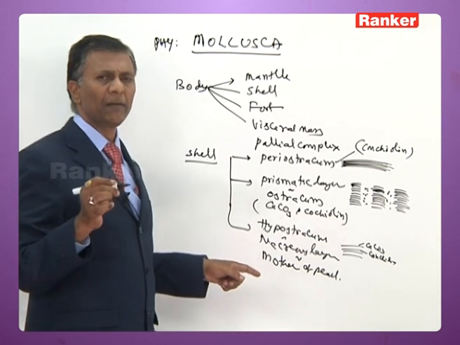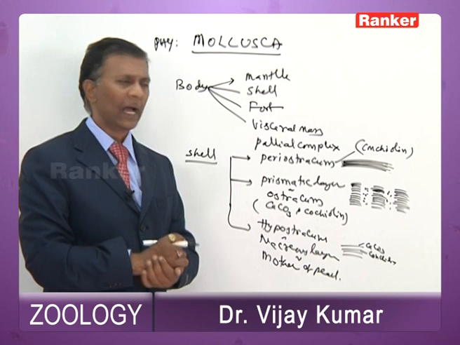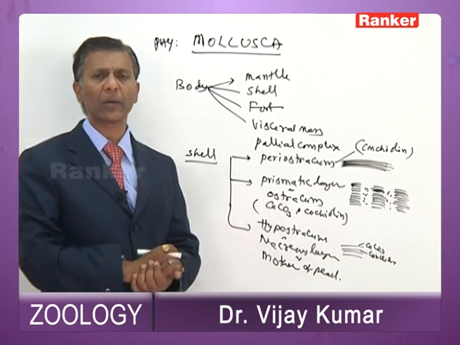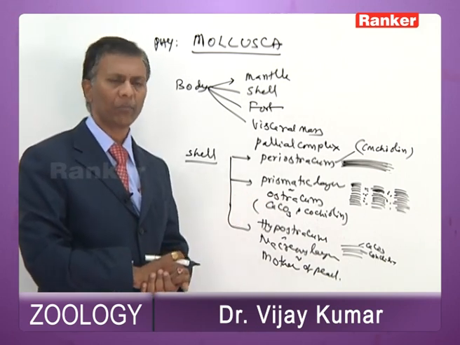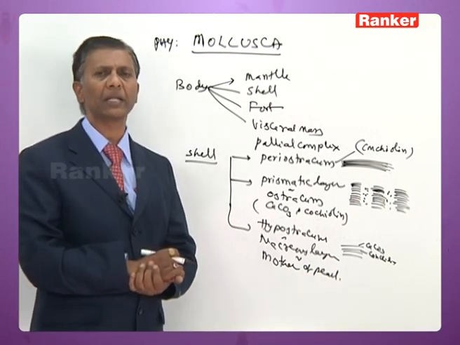The pearl, which is secreted by oysters, mostly contains this innermost layer. It doesn't contain the middle and outer layers. That's why it is referred to as mother of pearl. And the entire shell is secreted by the glands present in the mantle.